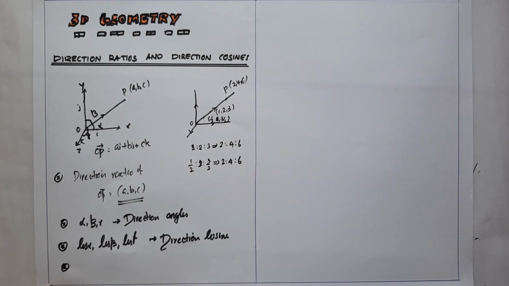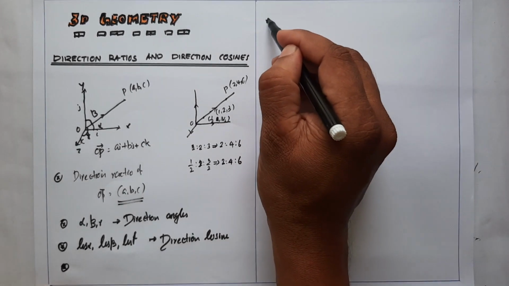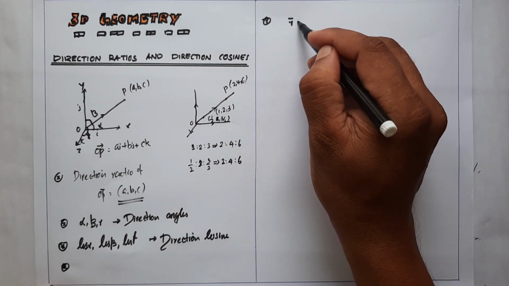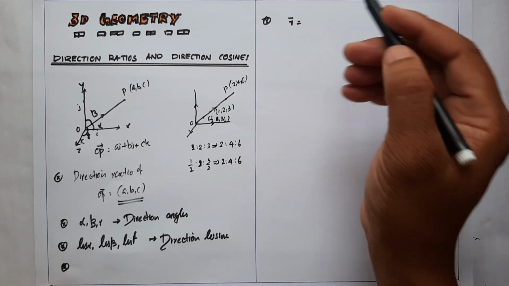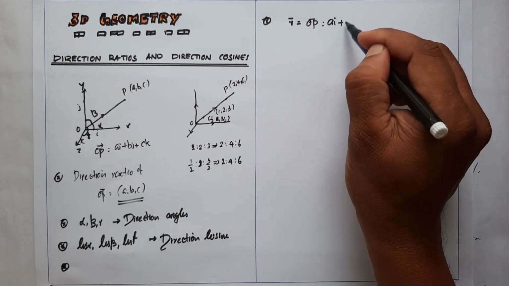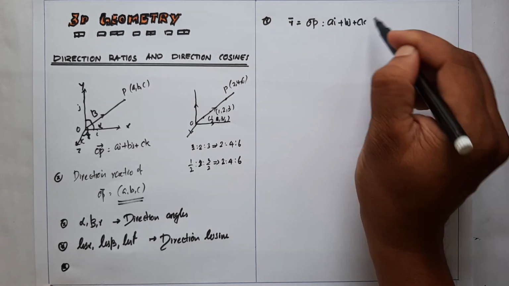Vector OP is equal to AI plus BJ plus CK. You take vector OP as vector R. You say any point with the position vector R is equal to vector OP, we get the answer AI plus BJ plus CK.